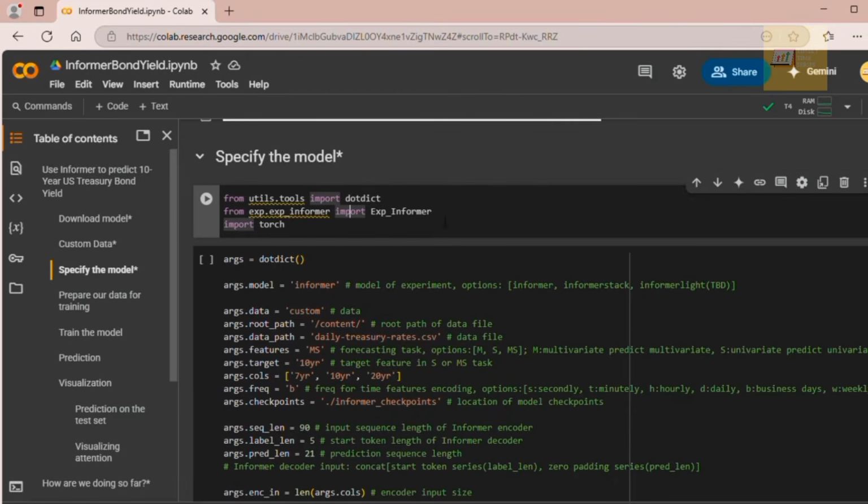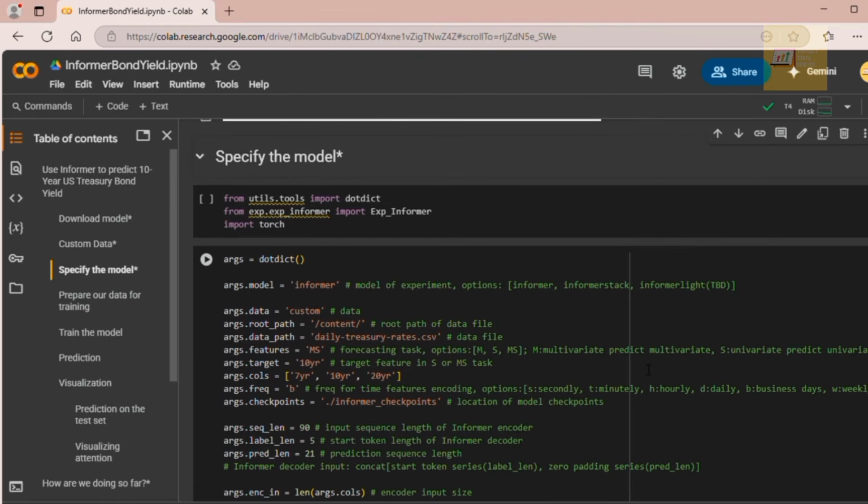Alright, so let's specify the model now before training it. Maybe I should go over the cell first very briefly. The first line is importing the .dictionary, and the second line is for importing the experiment informer. This is where the model lies. And lastly, the model is written in PyTorch, that's why we are also importing Torch.